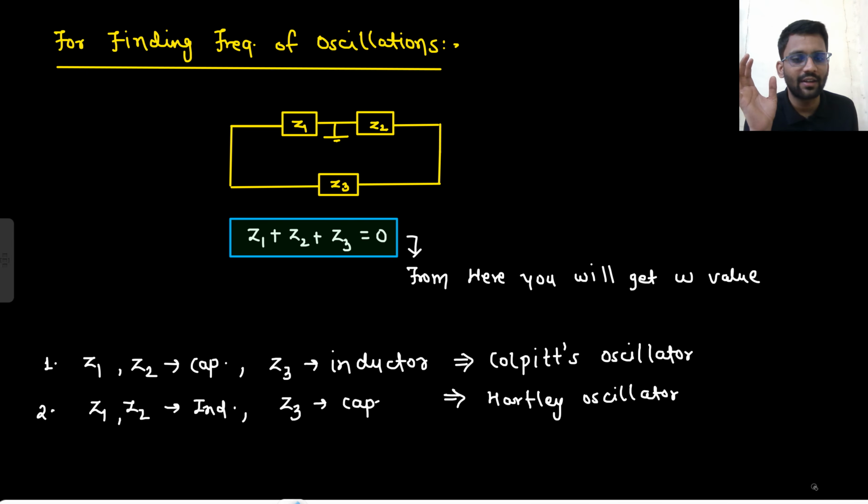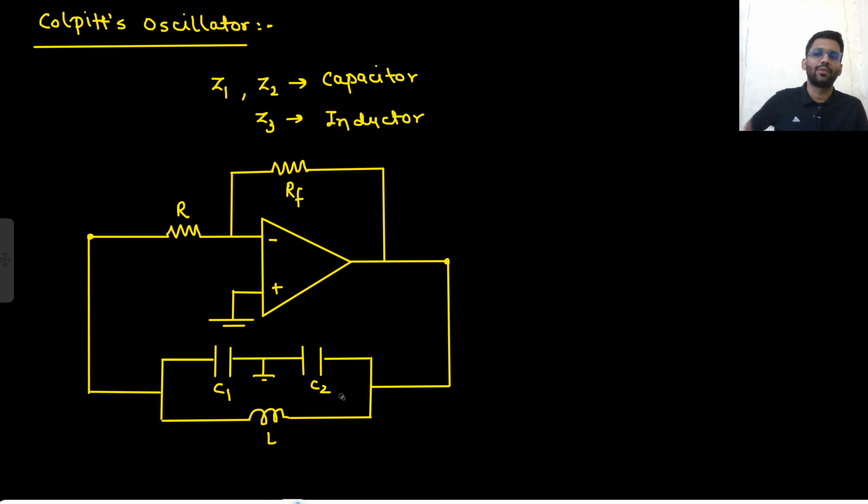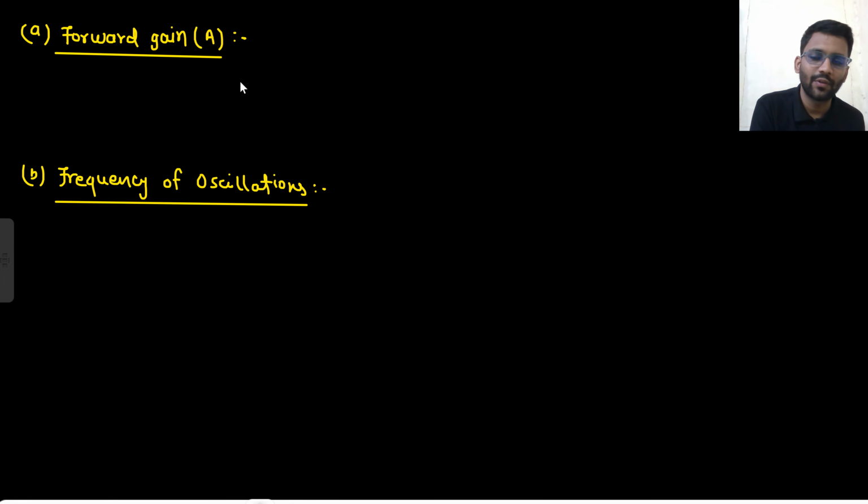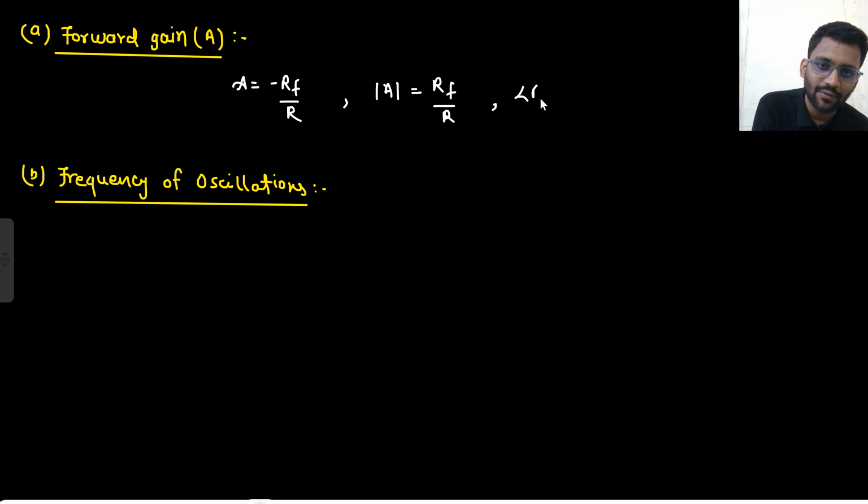So let's analyze our Colpitts oscillator. So this will be our Colpitts oscillator. Z1, Z2 are capacitors and Z3 is the inductor. So let's start analyzing it. What will be the forward gain? Forward gain A would simply be minus RF by R. And if you want to write the magnitude, that would be RF by R. And the phase shift is 180 degree.